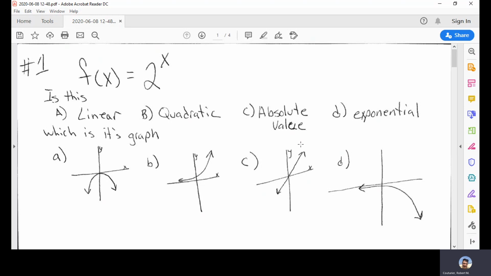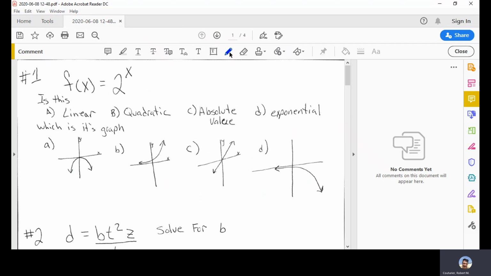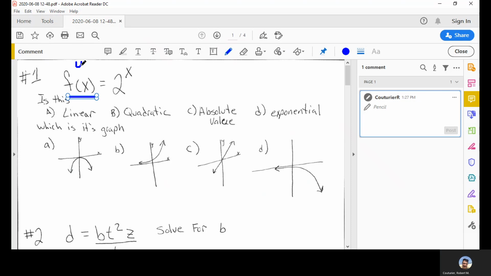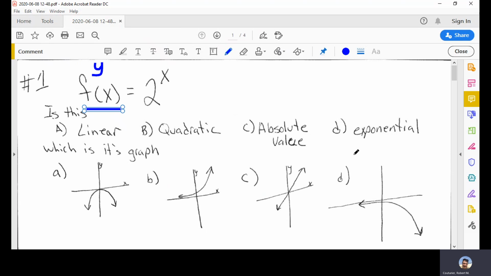Number 1 says f of x equals 2 to the x power. Notice they just gave you function notation. Hopefully at this point, function notation is not something that scares you too bad, all right? F of x is the same as y. Y equals 2 to the x power, or in this case, it's this function where its independent variable is x. There's your independent variable x, okay?